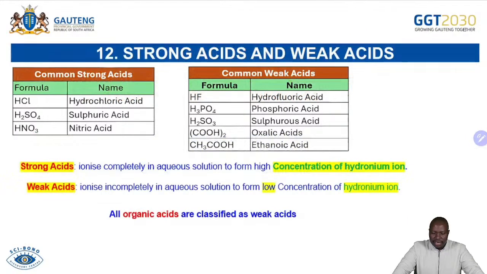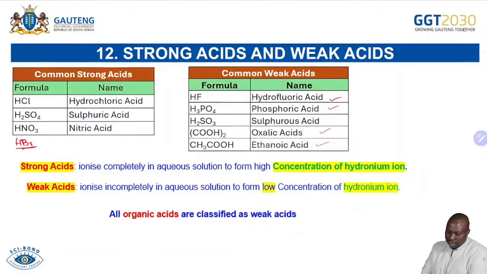So I felt it's important that we show you the common strong acids that you must know, which is your HCl, your sulfuric acid, your nitric acid. And I've seen of late HBr comes as well. So it's important that you know that hydrogen bromide is also a strong acid. Keep it in mind. So those are your strong acids. When it comes to common weak acids, we have hydrofluoric acid, HF. We have phosphoric acid, sulfurous acid, oxalic acid and ethanoic acid.